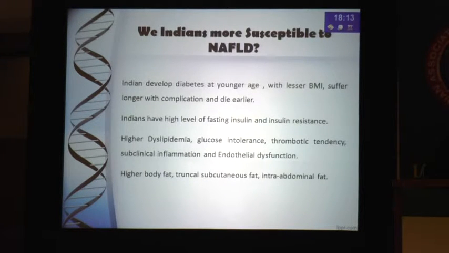What about the Indians? Are we more susceptible? The answer is yes. Indians develop diabetes at a younger age and suffer longer with the complications and die early. They have a high level of fasting insulin and more insulin resistance, higher dyslipidemia, glucose intolerance, thrombotic tendency, subclinical inflammation, and endothelial dysfunction, higher body fat, higher subcutaneous truncal fat, and intra-abdominal fat. This all makes us more prone to the development of NAFLD like diabetes.